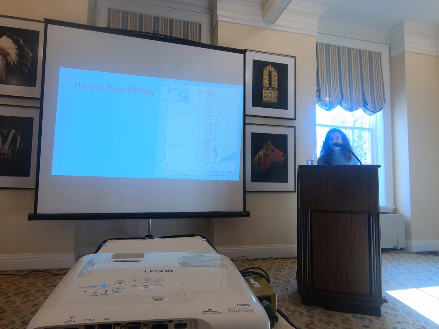So a little bit about the Hudson River Estuary, if you're not familiar. It's a partially mixed tidal estuary that stretches 246 kilometers from New York City to Albany. It's home to more than 200 different fish species and provides critical spawning and nursery habitat. And like this session has talked about already, it has this great long-term monitoring program.